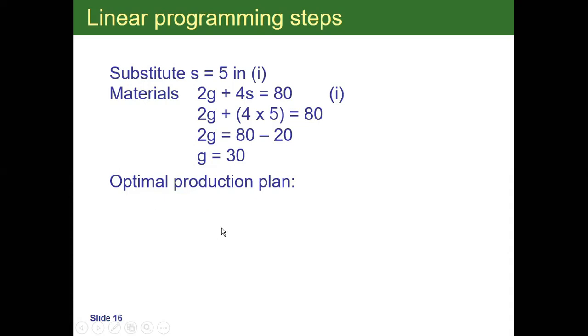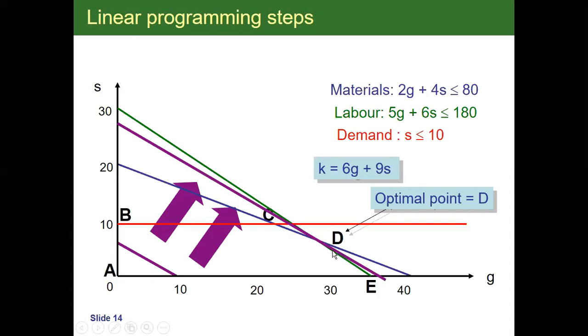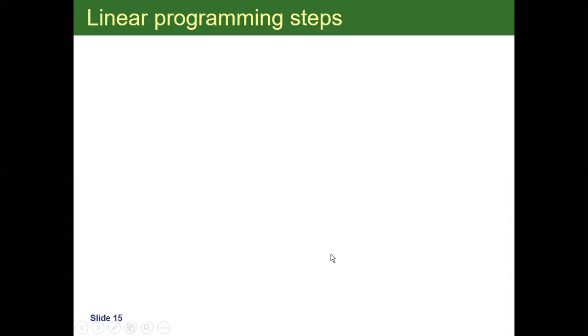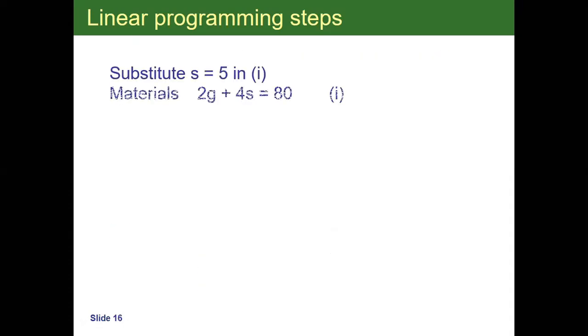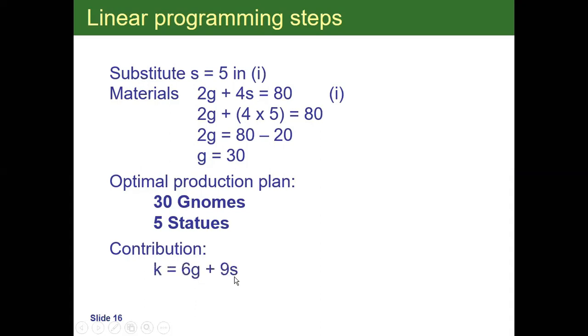Now if you go back and see here, S is equal to 5 and G is equal to 30, this point is somewhere here. So visually it is also quite close, but you need the exact answer. You cannot make it 31 or 29. So in order to be more accurate, do it with the equations. And then you put it into your objective function, your contribution K is equal to 6G plus 9S.